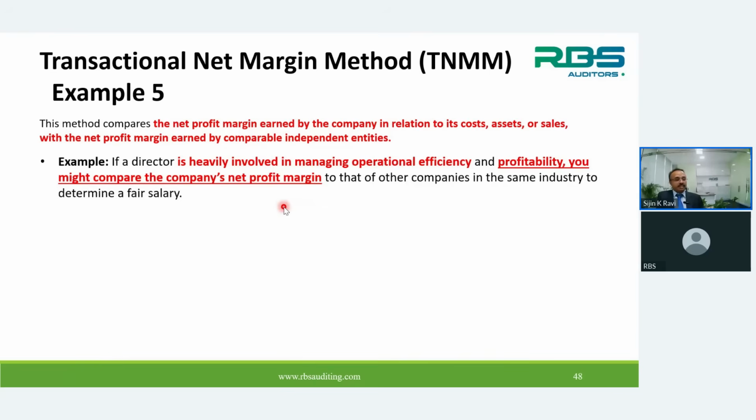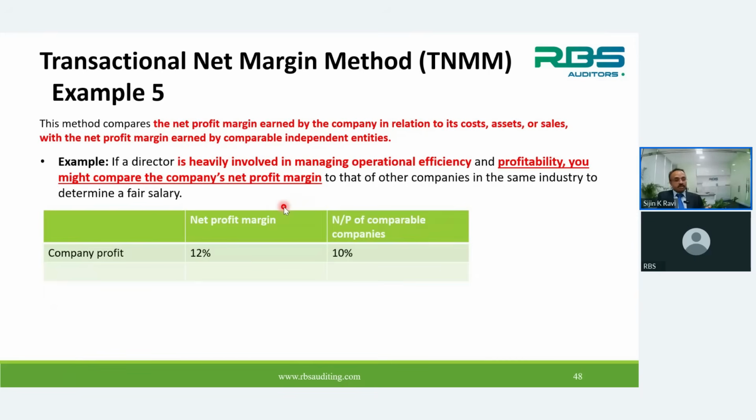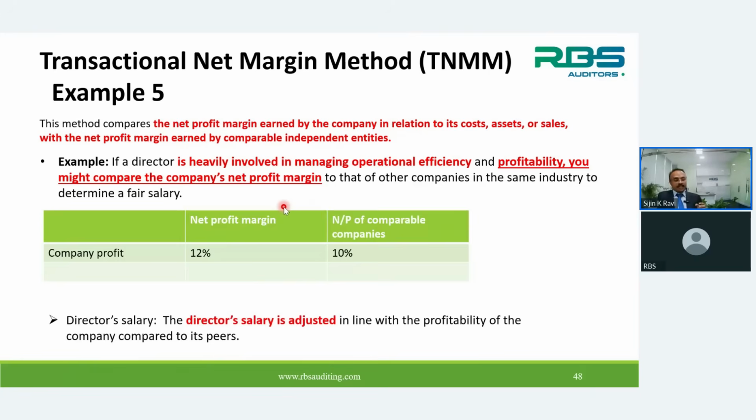So, for example, if a director is heavily involved in managing operational efficiency and profitability, you might compare the company's net profit margin to that of other companies in the same industry to determine a fair salary. Let's say the net profit margin is 12%, but the net profit of comparable companies is only 10%. Then you have to adjust the director's salary in line with the comparable companies. Comparable companies are at only 10% and your net profit margin is 12%, so you have to reduce that much as an adjustment. Then you will get the market value of the salaries.